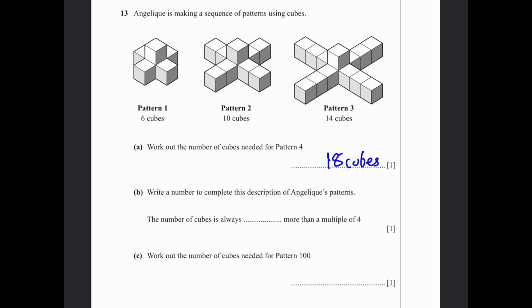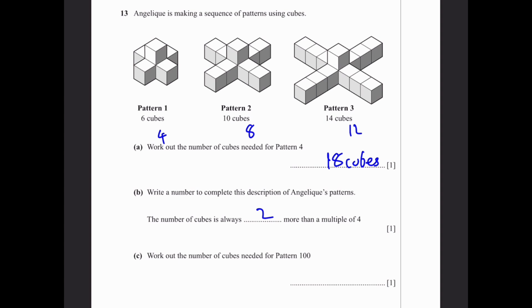That's the answer. B. Write a number to complete this description of Angelique's patterns. The number of cubes is always dash more than a multiple of 4. So let's take the multiples of 4. Pattern 1, the multiple is 1 times 4, 4. Pattern 2, it's 8. Pattern 3, it's 12. Now if we add 2 to each of these numbers, we get the number of cubes. That means the number of cubes in the pattern is always 2 more than a multiple of 4. That's the answer.